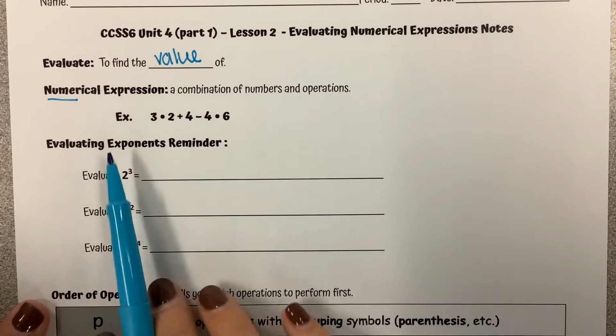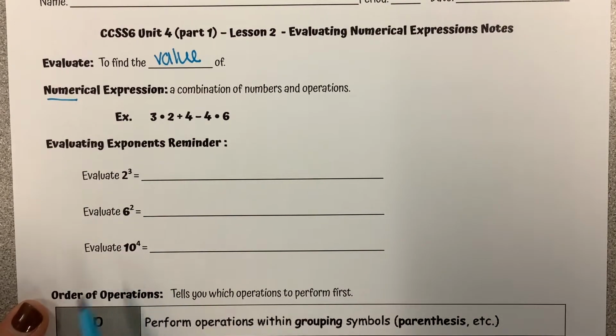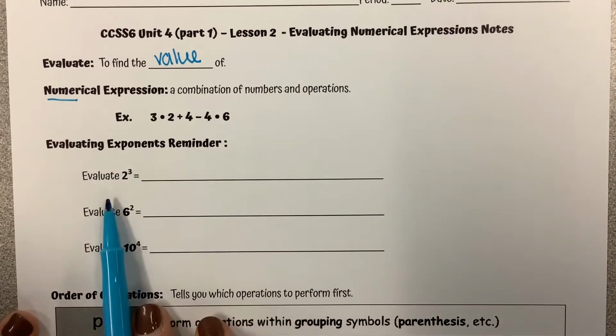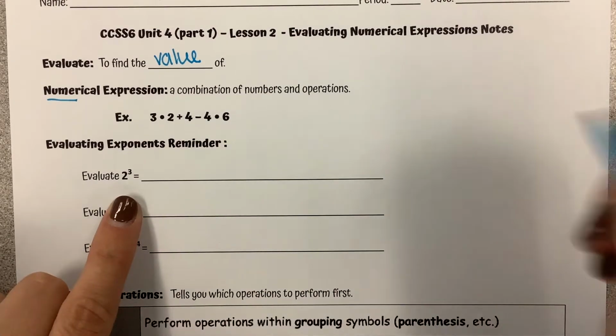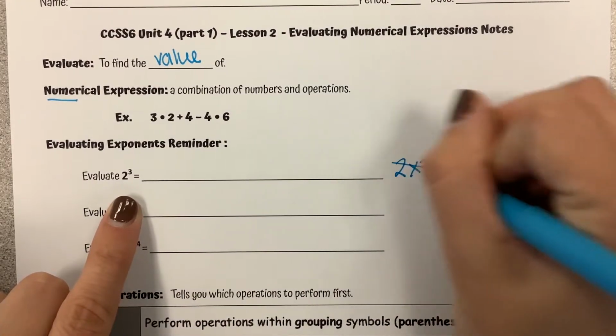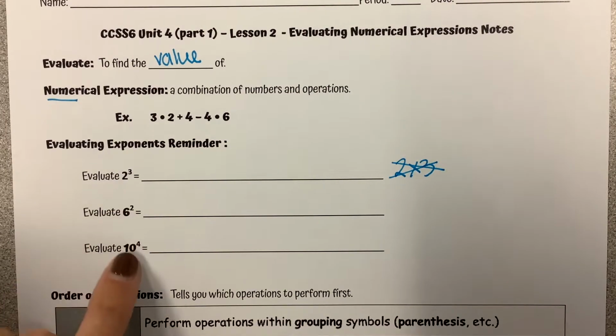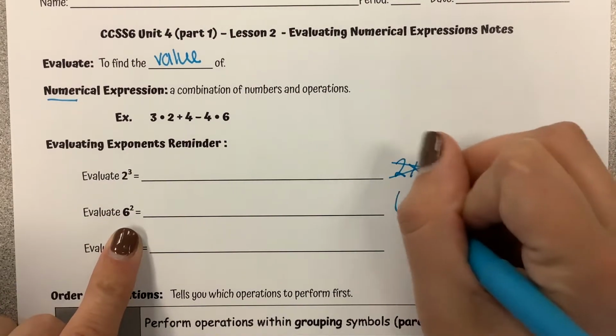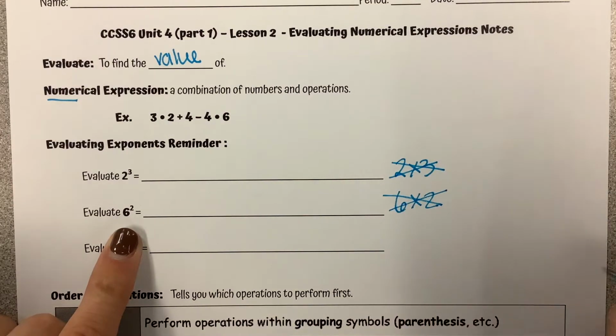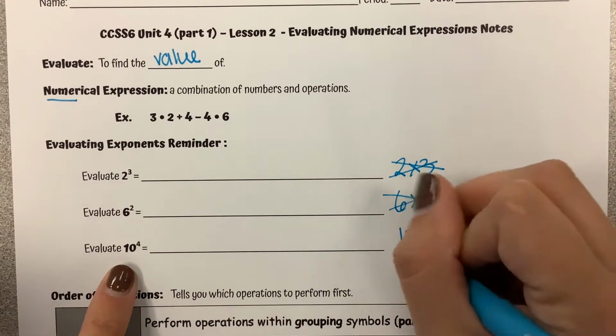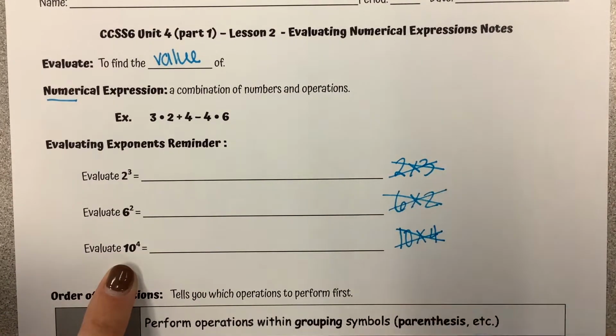As I said, we're going to take what we did for the last lesson with exponents and apply it to bigger problems. So we're just going to remind ourselves when we're evaluating exponents, when I see 2 to the third power, that does not mean 2 times 3. When I see 6 to the second power, that does not mean 6 times 2. When I see 10 to the fourth, that does not mean 10 times 4.